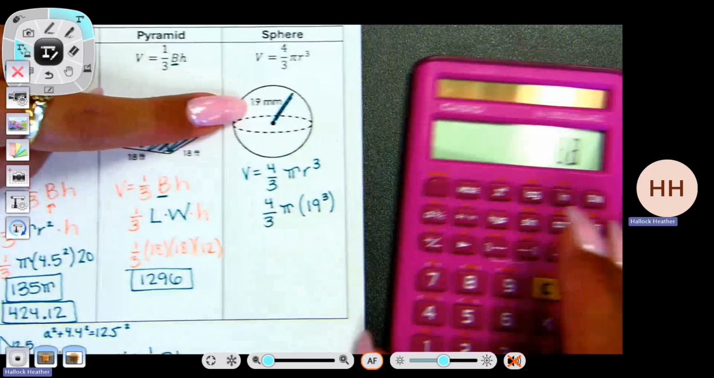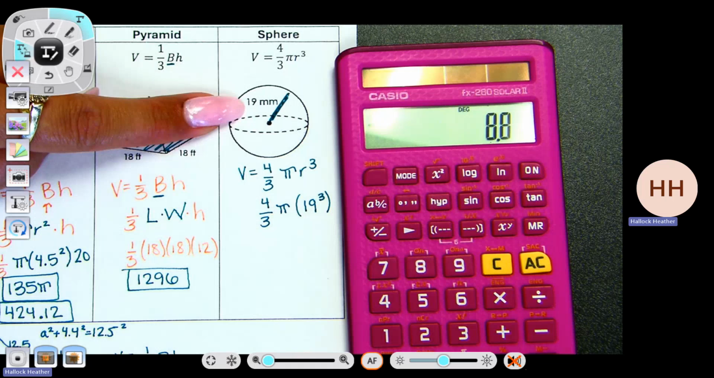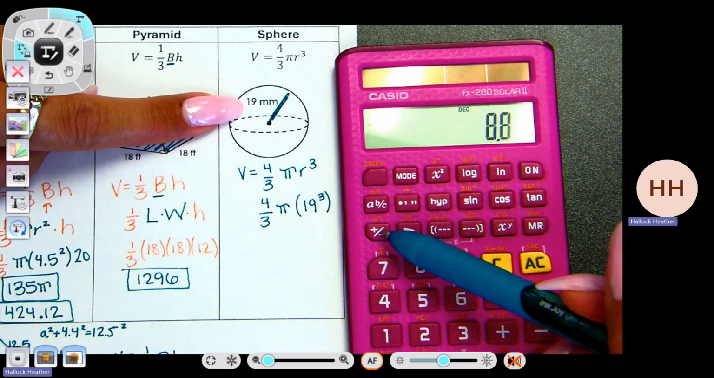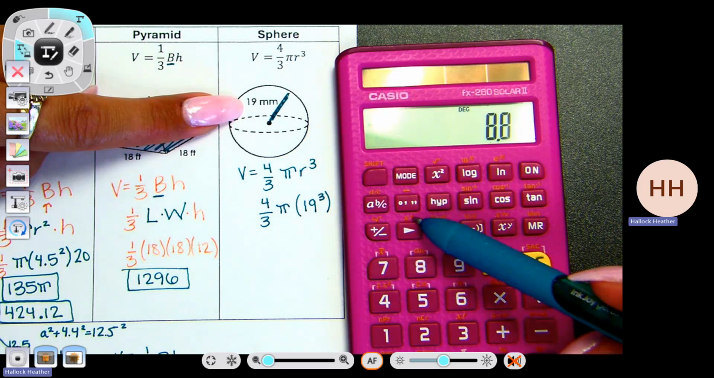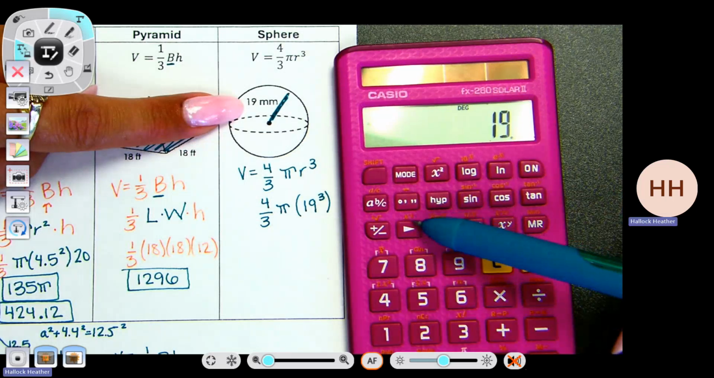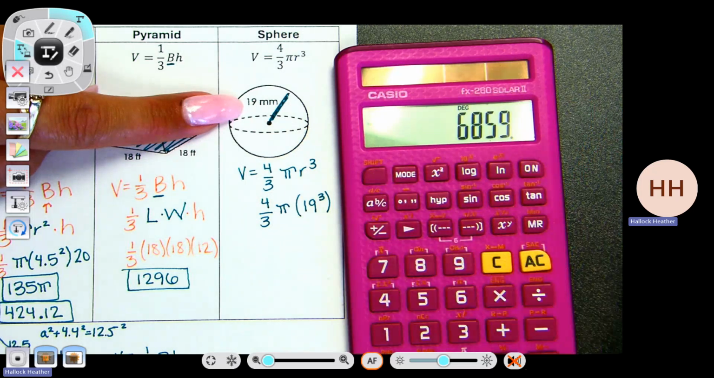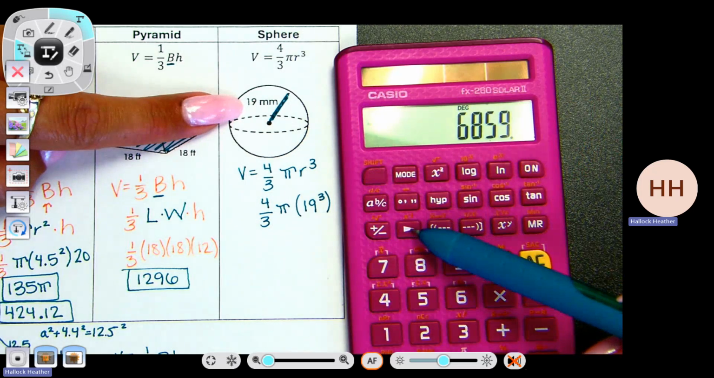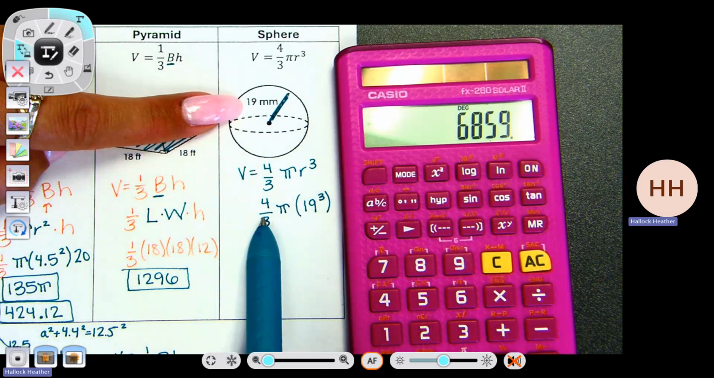So on your calculator, does anybody see where the cube button is, not the square button? Yes. Where is it at? It's next to the plus or minus. It's right here. It's like a little arrow. So you have to press shift because it's above it. So we're going to do 19. And if you can't find the button, you can do 19 times 19 times 19, which is annoying, but we're going to do 19 cubed. So shift cubed. It's this button. You have to press shift. Okay. And then I can press times 4/3.